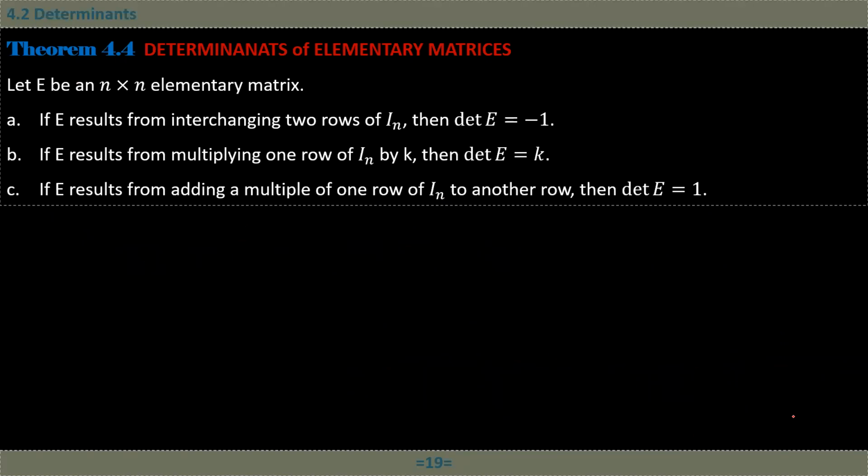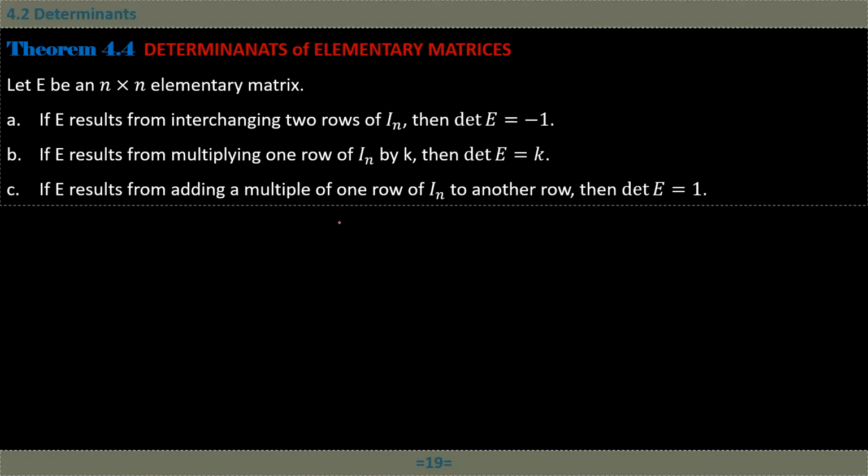So now let's talk about determinants of elementary matrices. As you know, that's what an elementary matrix is. You even had this question in the last quiz, or midterm. It is just a matrix that can be obtained by applying a single elementary row operation on an identity matrix. So here it says that if E results from interchanging 2 rows of I_n.